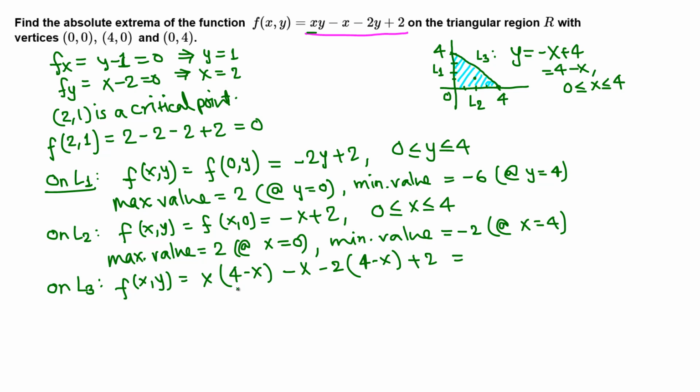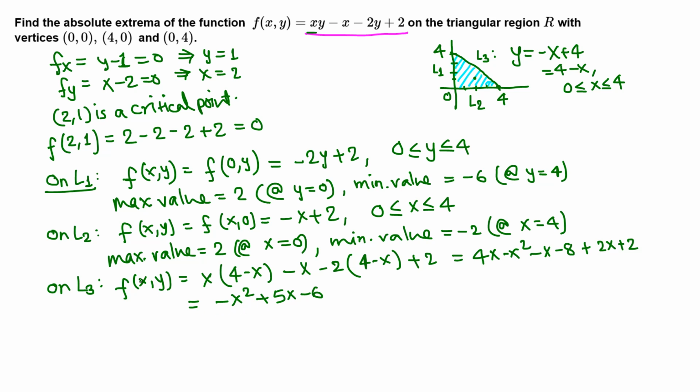Let's simplify. This is 4x minus x squared, minus x, negative 2 times 4, negative 8, plus 2x, plus 2. Let me write it here, negative x squared, highest exponent first. Here is 4x minus x, 3x, plus 2x, plus 5x, and negative 8 plus 2, negative 6. So our function becomes a parabola. Negative means it's opening downward.